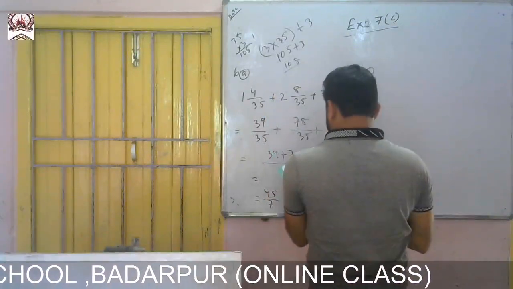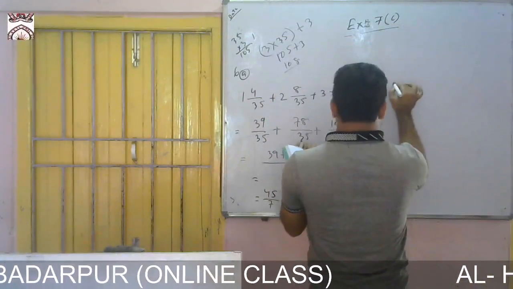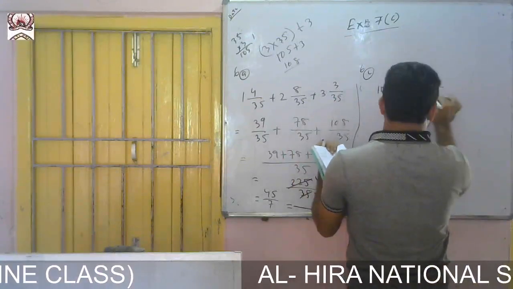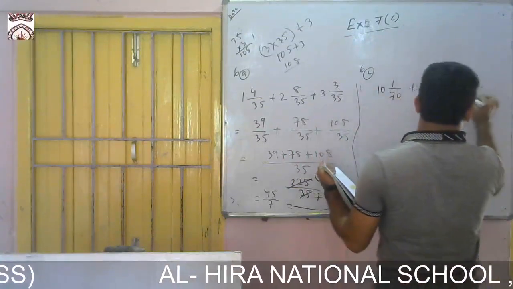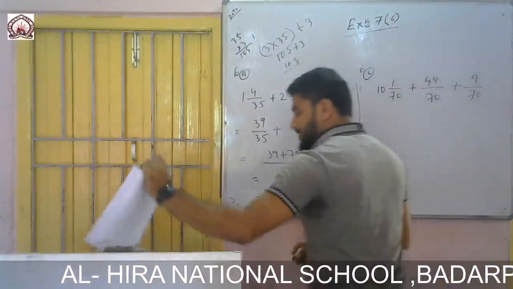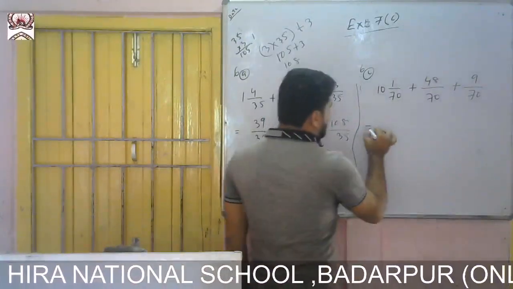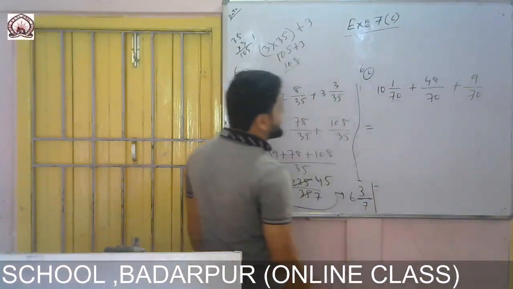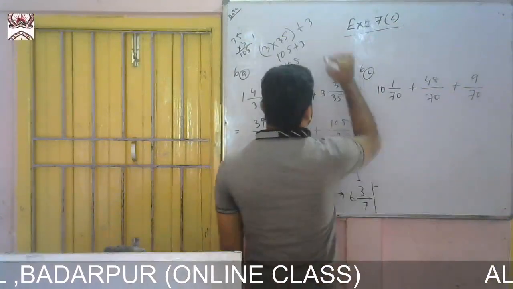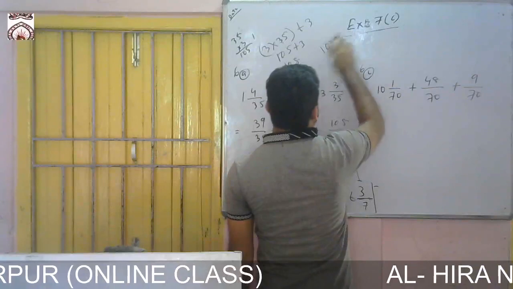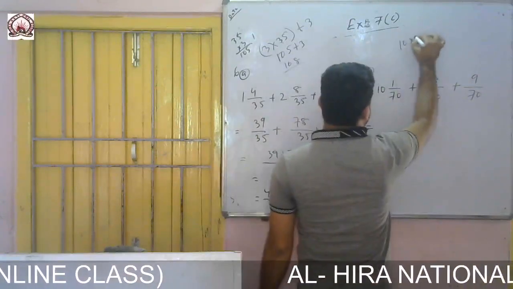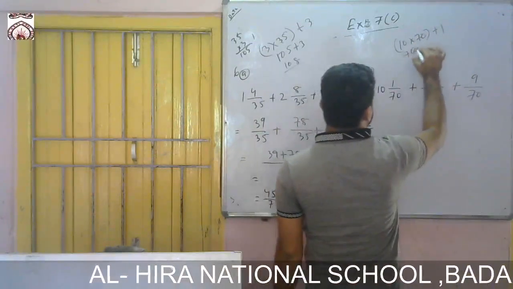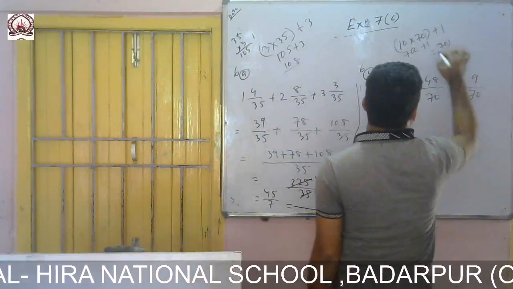6C. 10 1 by 70 plus 48 by 70 plus 9 by what, 70. Okay, so what, first we break this mixed fraction. So it will be what, 10 into 7, it is what, 70. So 700. 10 into 70, then what, plus 1. So 7 1s are 7, 2 zeros, plus 1 is what, 701.